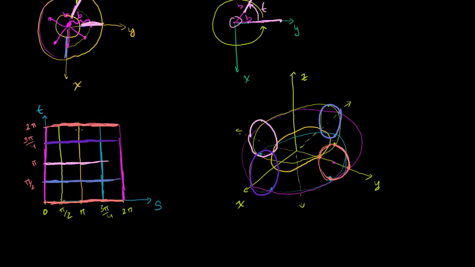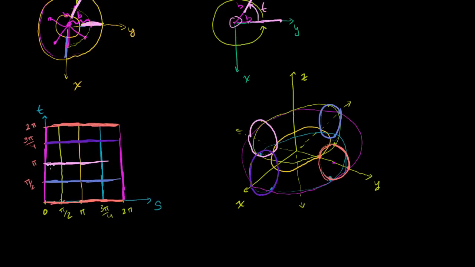And hopefully you're getting a sense now of the parameterization. I haven't done any math yet. I haven't actually shown you how to mathematically represent it as a vector valued function. But hopefully you're getting a sense of what it means to parameterize by 2 parameters. And just to get an idea of what these areas on our st plane correspond to on this surface in R3.